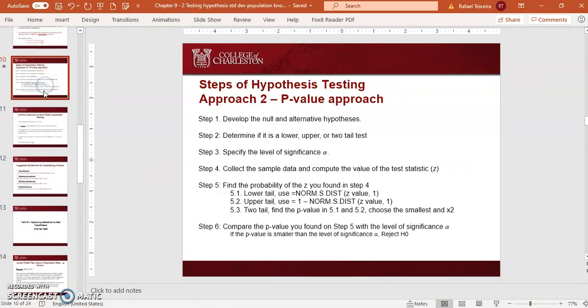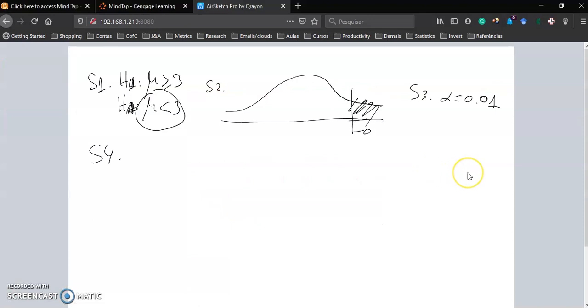4th step, p-value approach, is collect the sample data and compute the z. So this is the same as we did before. I see how different my sample is from the hypothesized. So I'm taking the difference and considering the variability: 0.18 divided by the square root of 36. This is equal to negative 2.92.